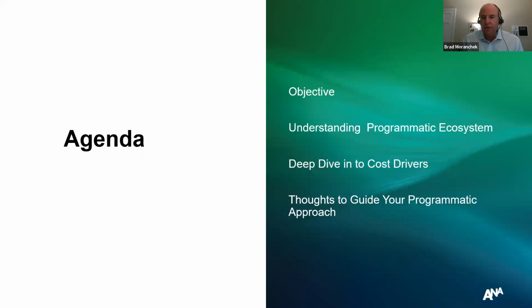As Jenny said quickly, we've got about an hour, maybe a little bit less. We'll see how the timing goes. We'll start with the objective of what this white paper is all about for those of you who may not have seen the first session, and also recap what that was very quickly. Then we'll dive into helping you understand the programmatic process, really deep dive into the cost drivers, and then we'll close out with some thoughts that I have to help guide your programmatic approach, which I think could apply to any CMOs, business or advertiser, regardless of category or industry.